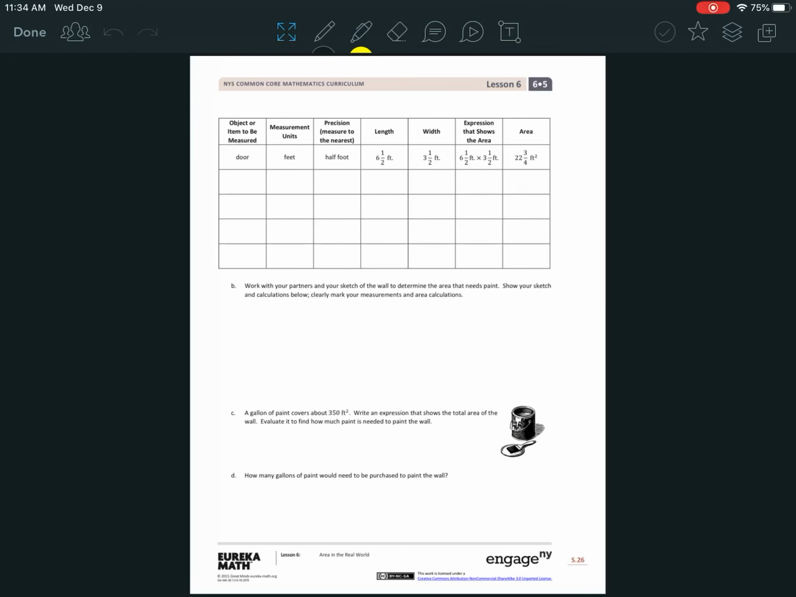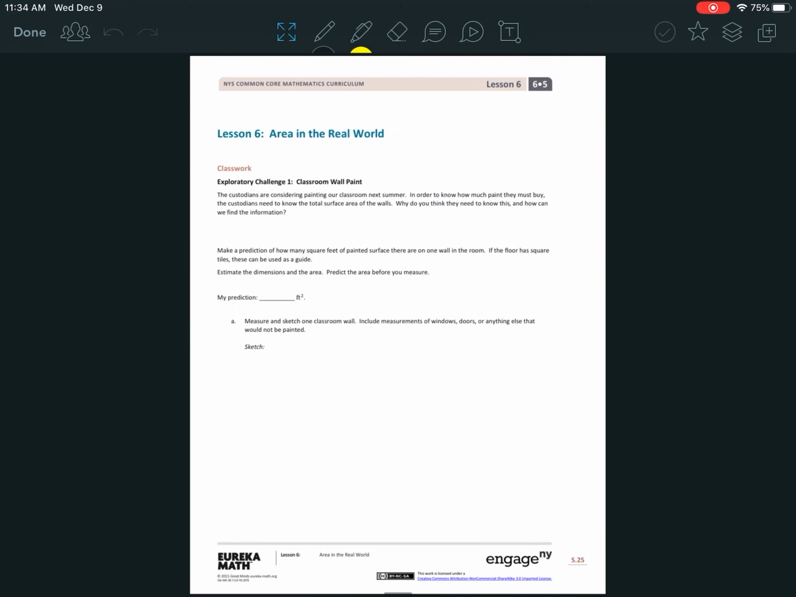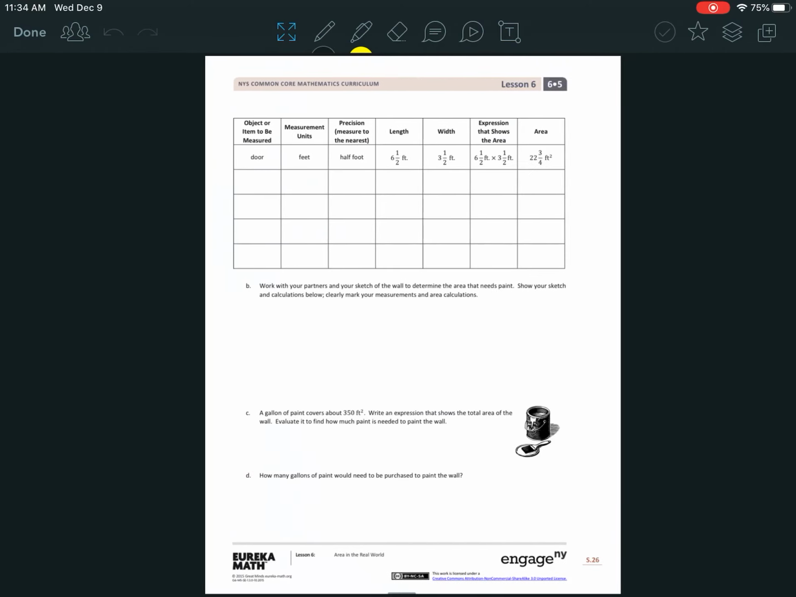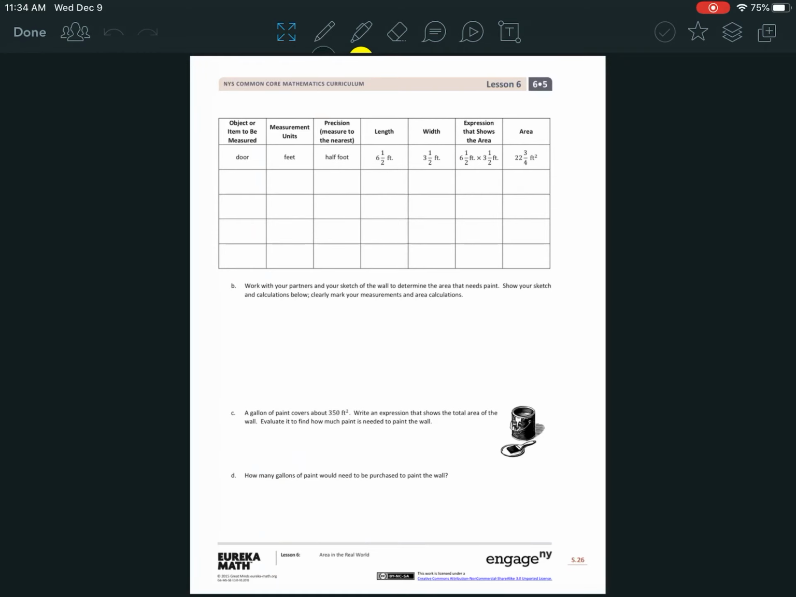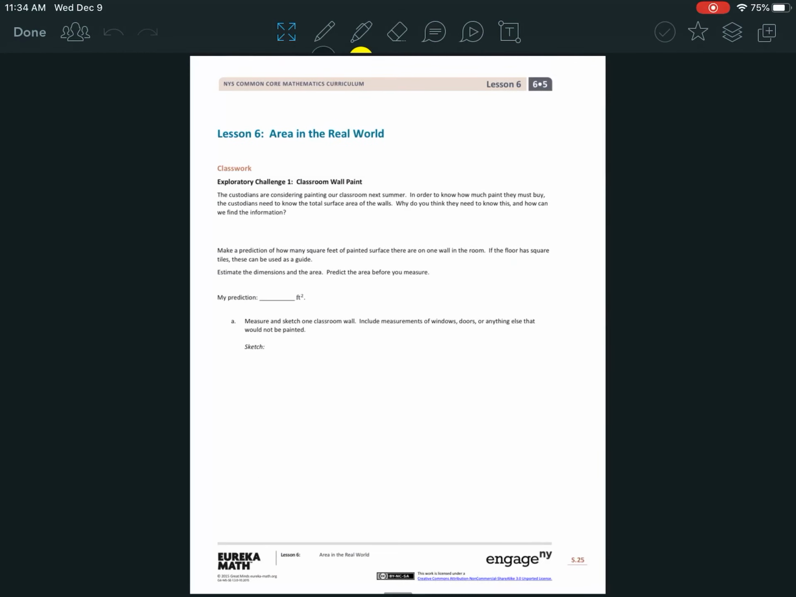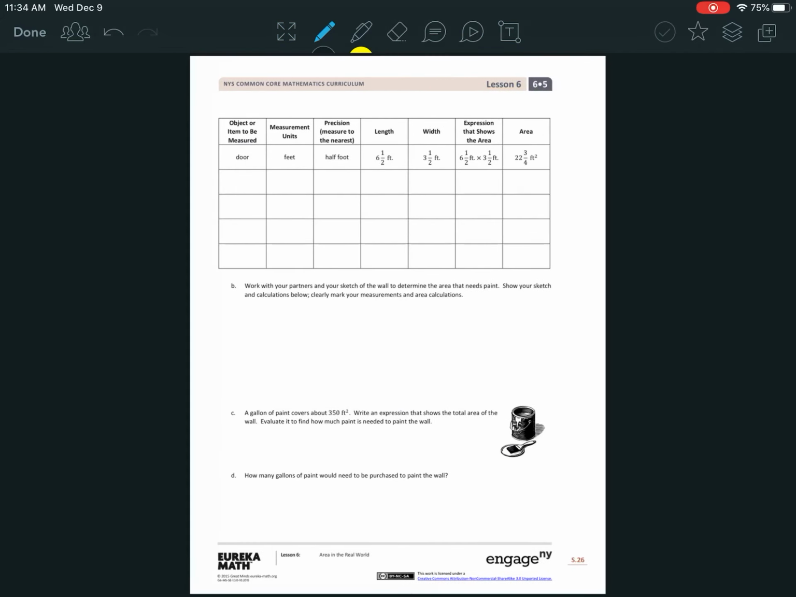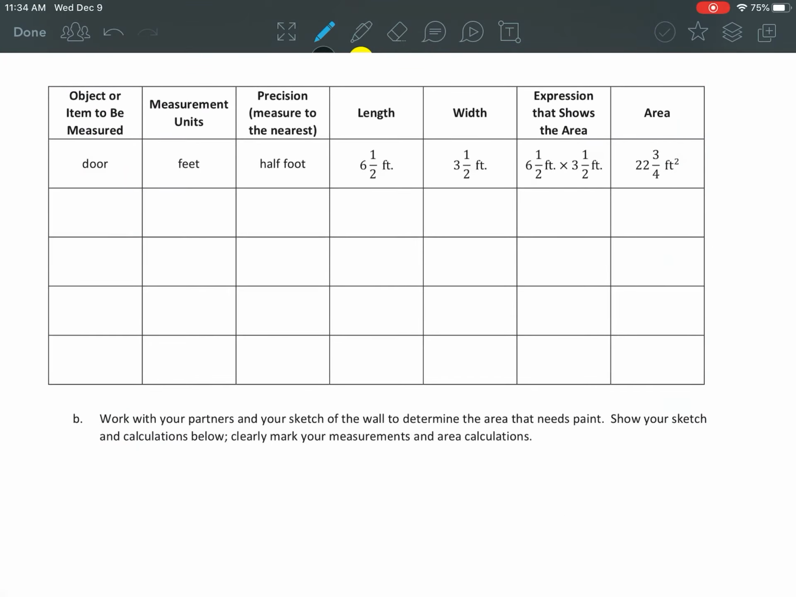Alright, today we're doing lesson 6 on module 5. We're going to be doing area in the real world. So I'll just go ahead and skip this page. We're talking about painting a wall in your house since you're not at school. If you can find a measuring tape, that will help you, or a ruler or something.